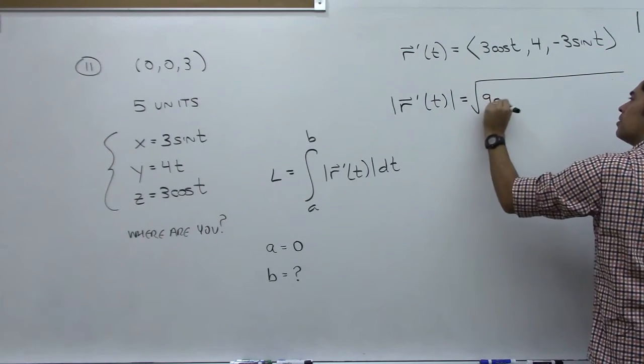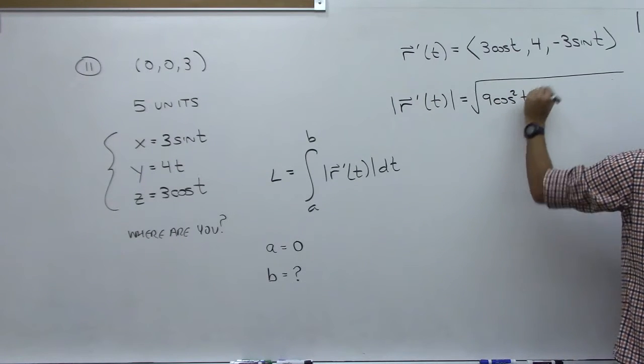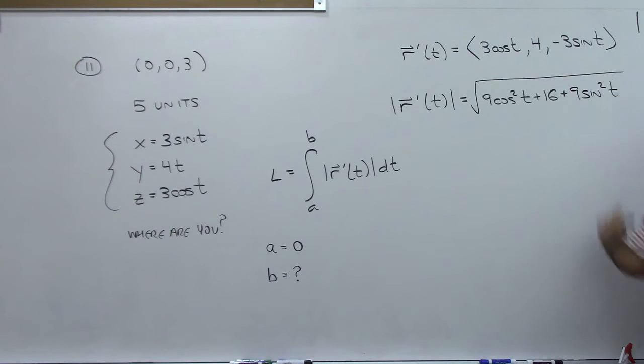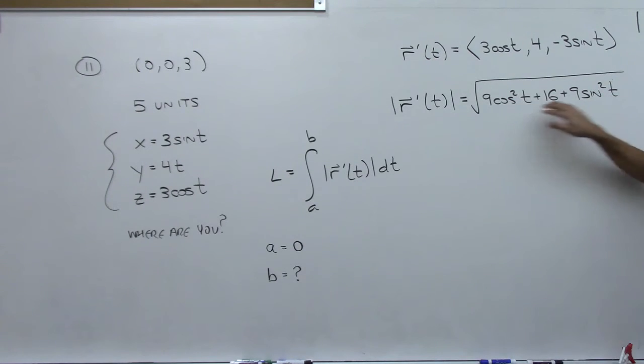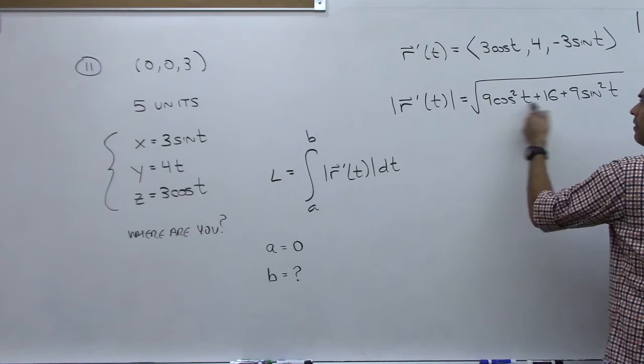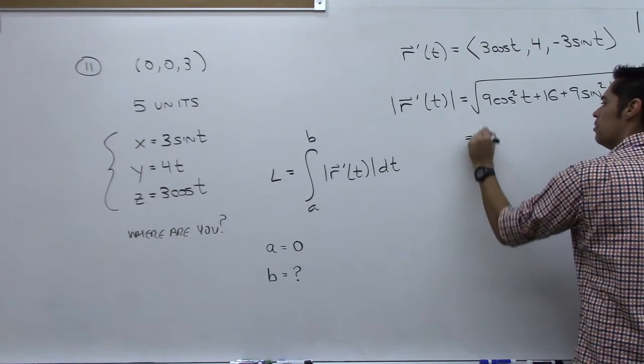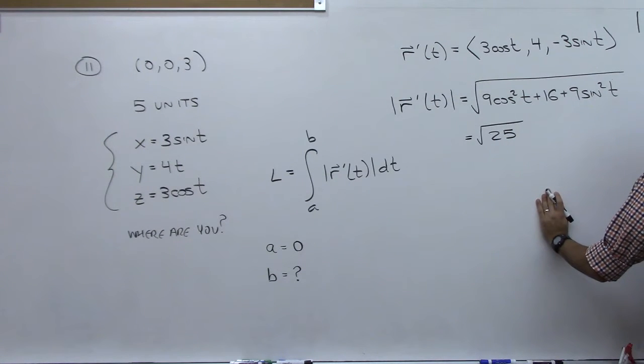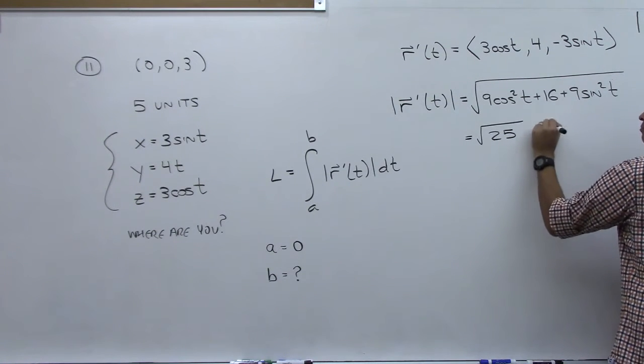Square that: 9 cosine squared t, plus square that, 16, plus 9 sine squared t. We can do the same thing we did earlier. We can take this one and this one, factor a 9 out. The rest will become a 1. So I'll have a 9 plus a 16. That's just root 25, and that's just 5. Awesome.